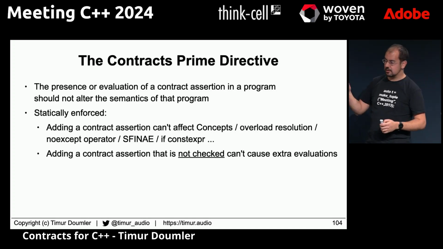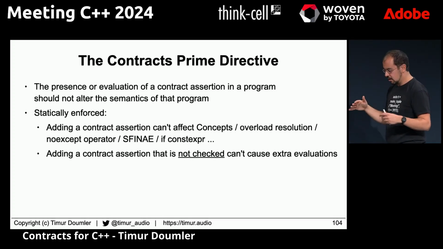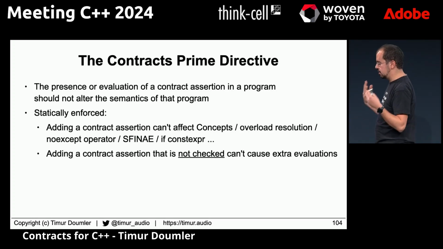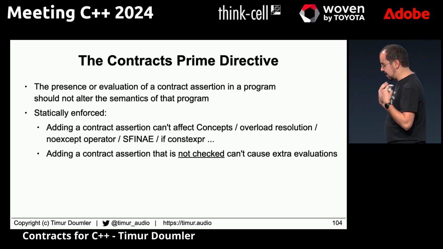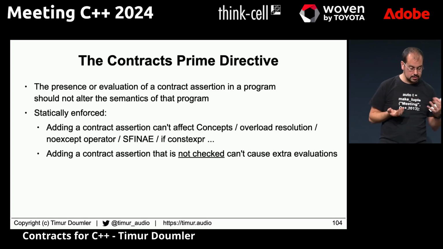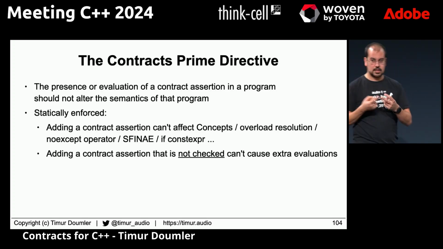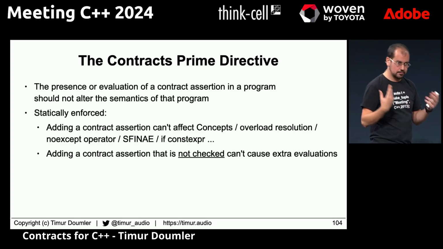And if you add a contract assertion and it's not checked, it shouldn't cause any extra code to run. For example, we made it ill-formed if an unchecked contract assertion, or any contract assertion, triggers an implicit capture, because that would trigger a copy, even if you don't do the check. So that's ill-formed.